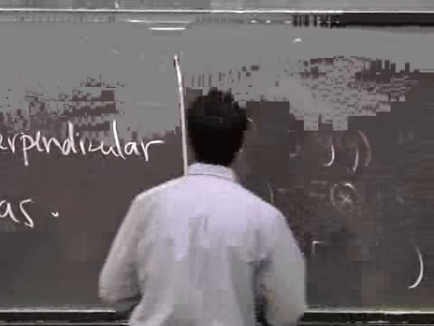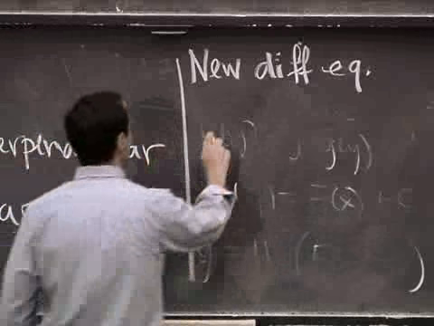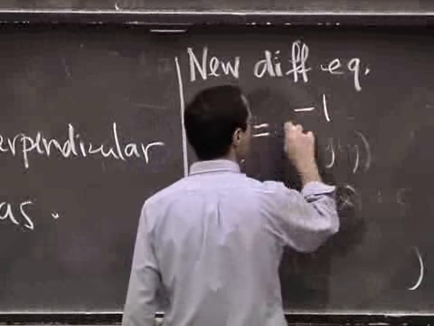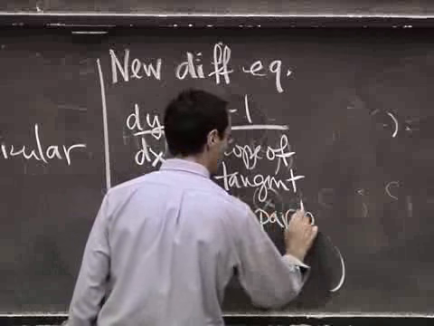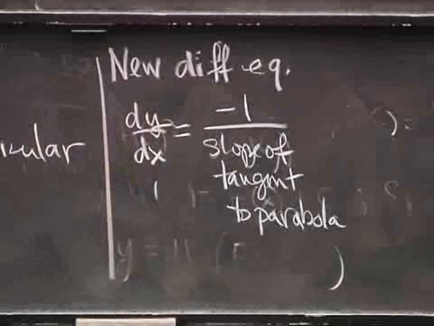So let's think about that. What's the new equation? The new diffy-q is the following. It's that the slope is equal to the negative reciprocal of the slope of the tangent line to the parabola. Okay, so that's the equation.